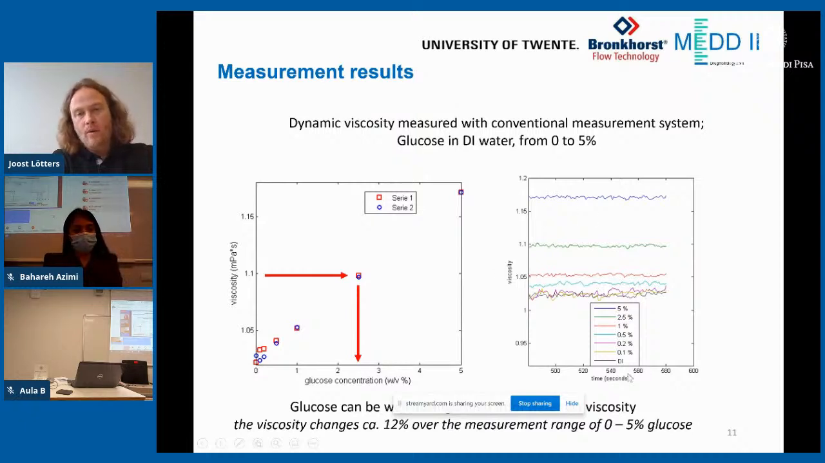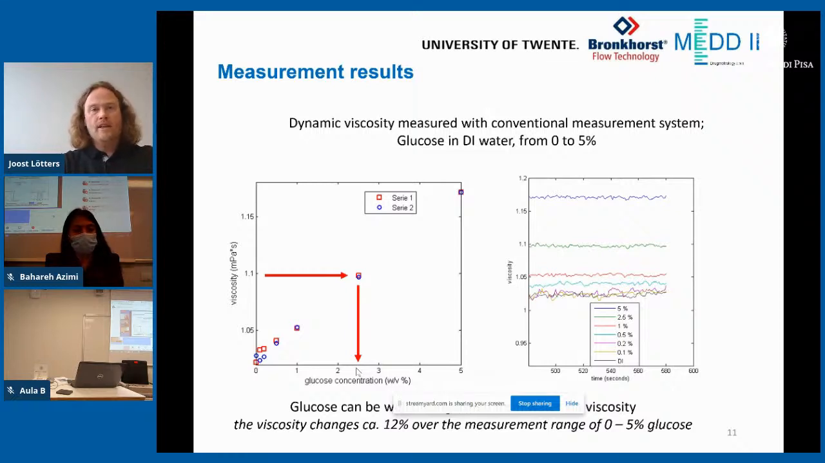Okay, so this is one way, this is the characterization. And the other way around, when you know this relation, for instance, in case you measure a value of 1.1 millipascal seconds, you can go in the left graph, you can go back from this value, and then you know, oh, this is the point, then you know that the glucose concentration apparently is 2.5 weight percent. So that's the measurement principle, how it will work.